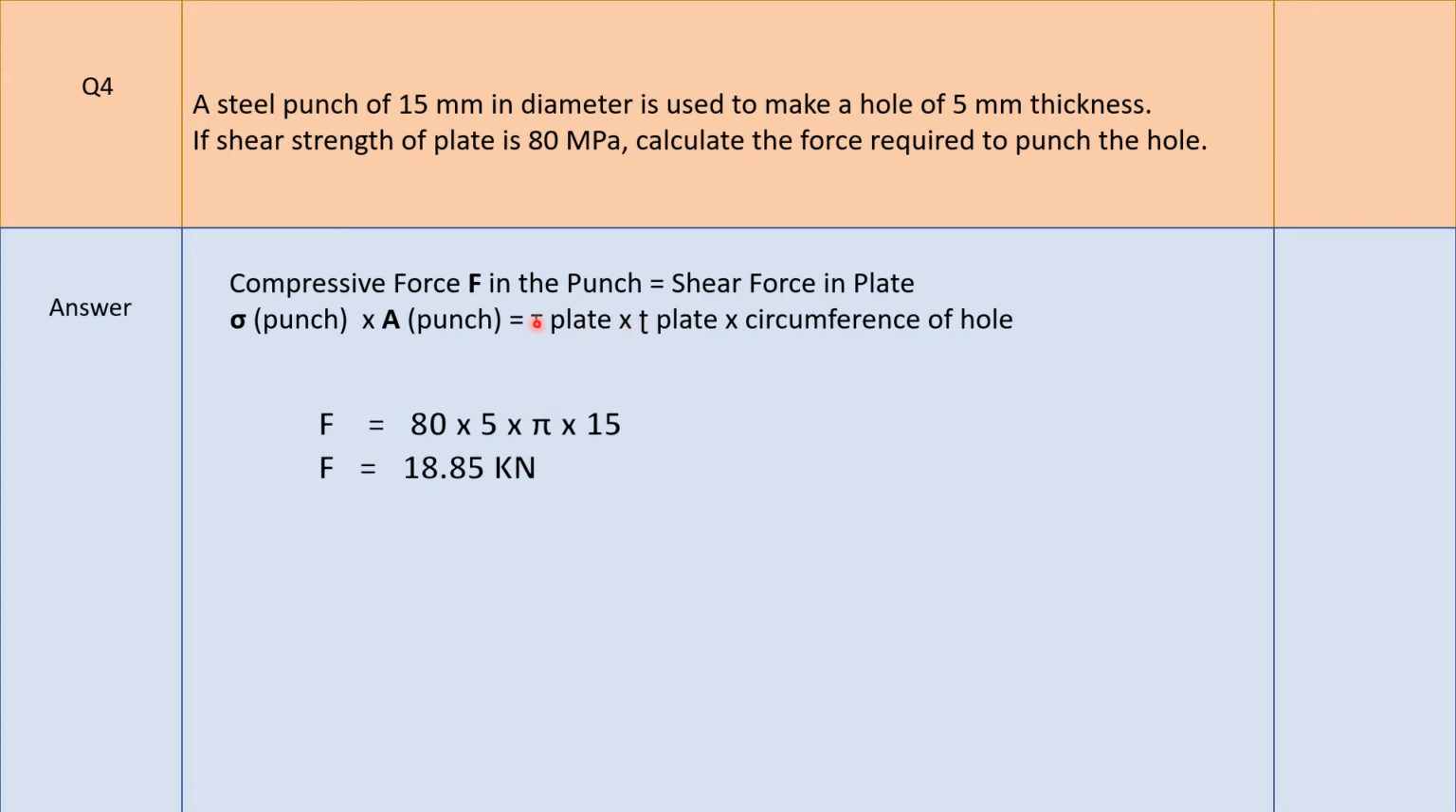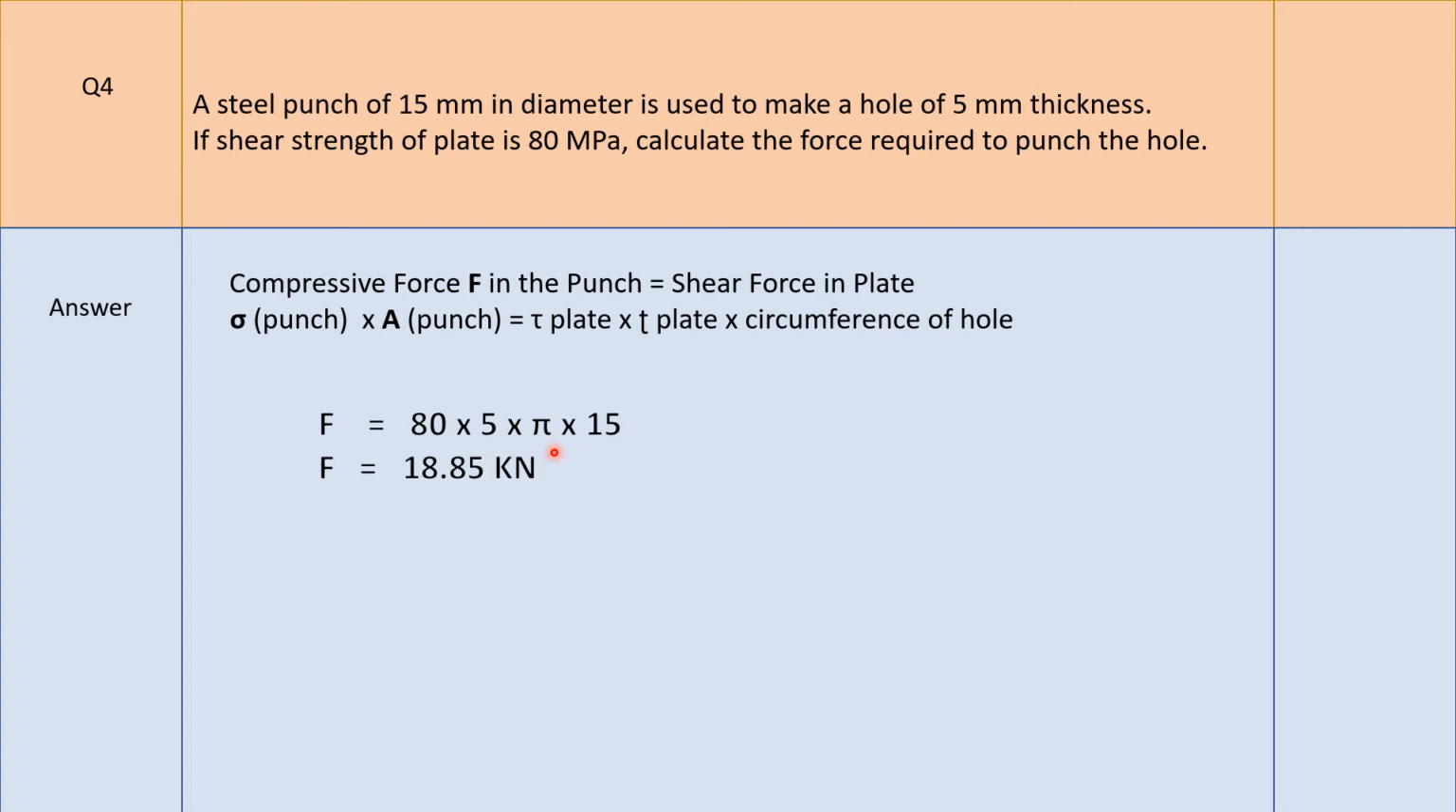Shear stress given is 80, this is the shear strength, that is the shear stress 80. Then thickness given is 5 mm, so T will be 5. Diameter given is 15, so pi into 15, pi d, that is the circumference of the hole. And when you multiply 80 into 5 into pi into 15, that will give you the force F.